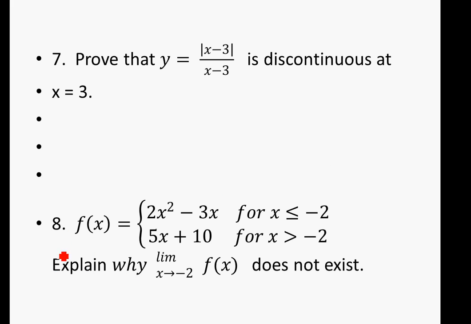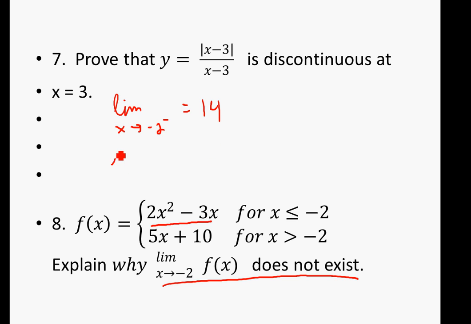Cool. 8. Explain why the limit doesn't exist. When you see explain why a limit does not exist, you check the left side, you check the right side. So, the limit as x goes to -2 from below means x is approaching -2, but it's less than -2, which means it's on this graph right here. As x moves closer and closer to -2, it moves closer and closer to what this thing equals at -2, which is 4 times 2 is 8, minus 3 times -2 is 6, 14.